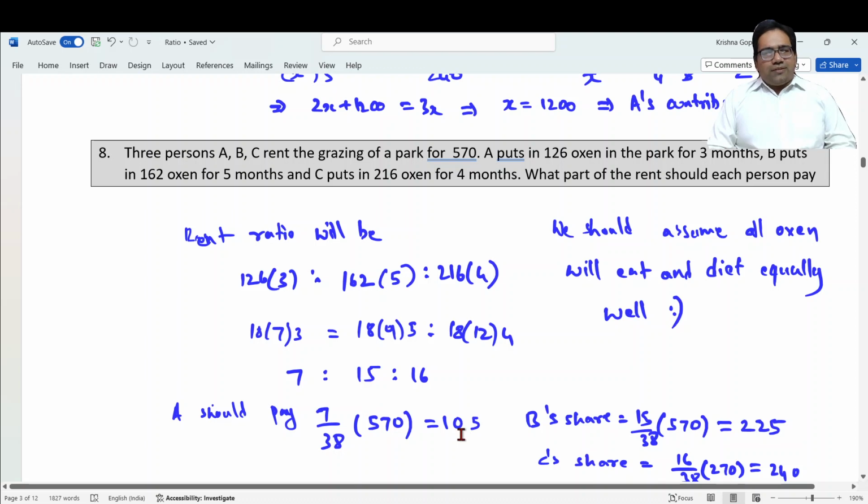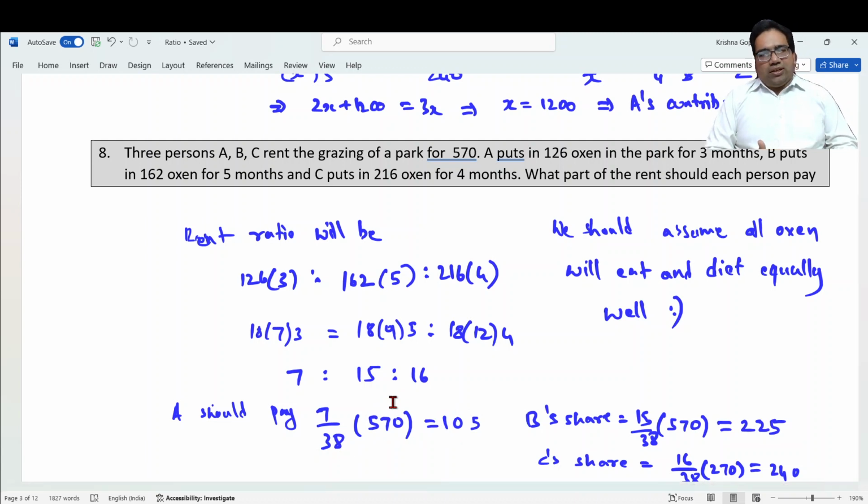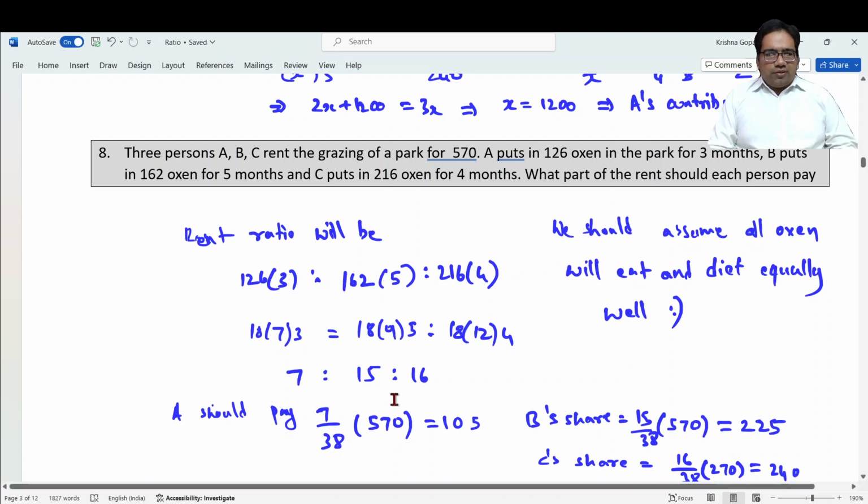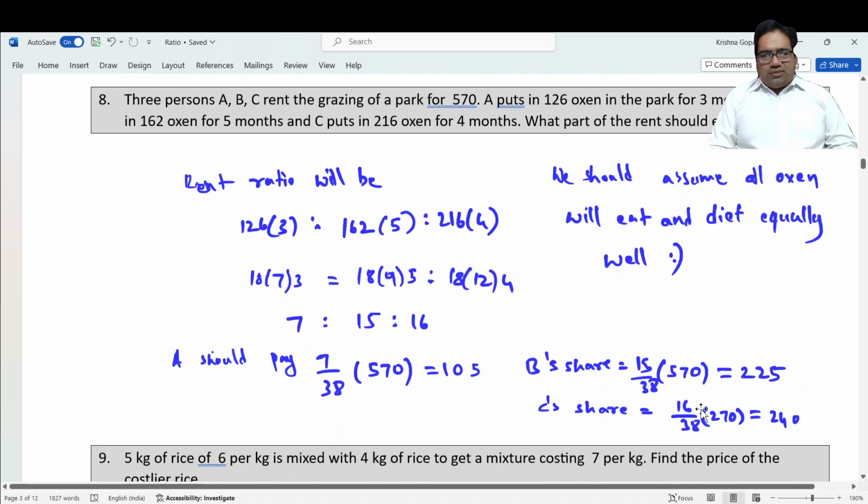7 into 15 is 105, right? 38 goes 15 times, right? 380 plus 190, that is 570. 7 into 15 is 105. Similarly, B's share is 15 into 15, which is 225. Similarly, C's share is 16 into 15, right? That is 240. So A's share is 105, B's share is 225, and C's share is 240.